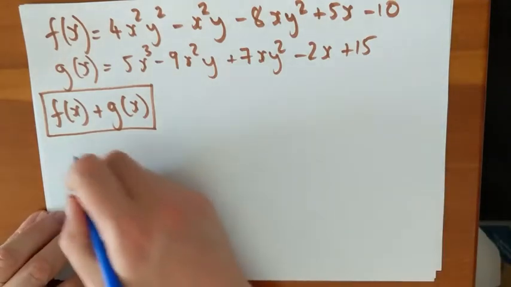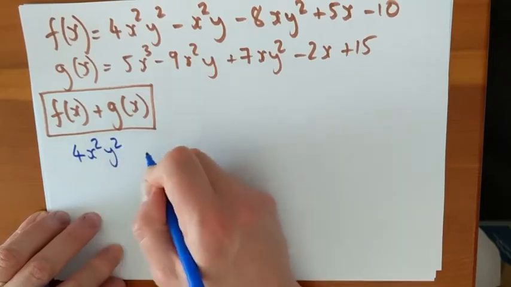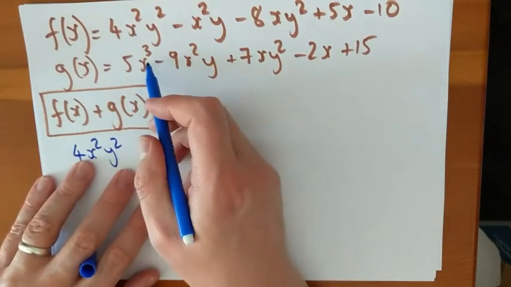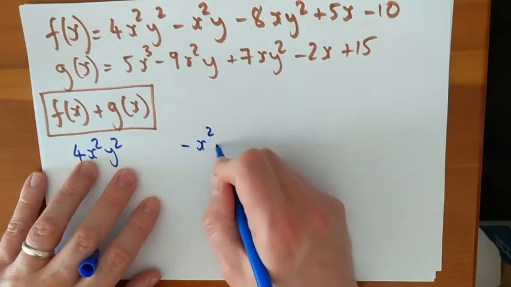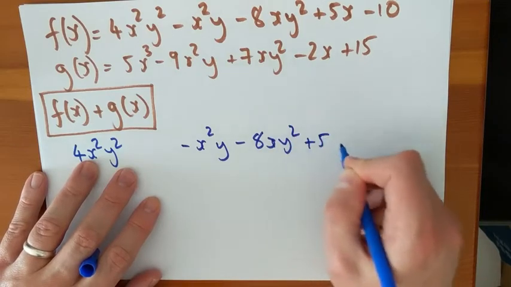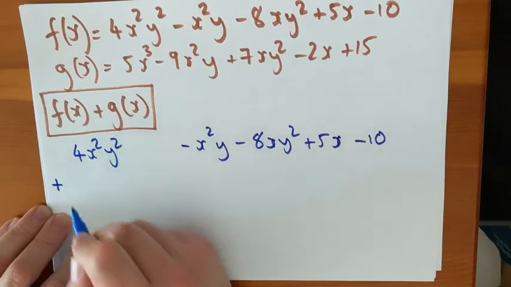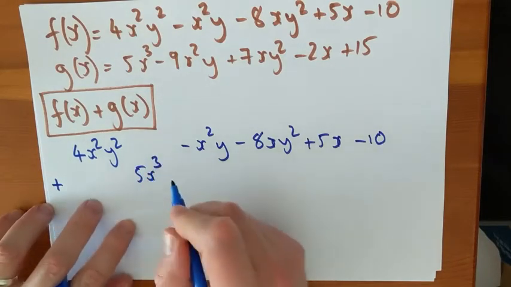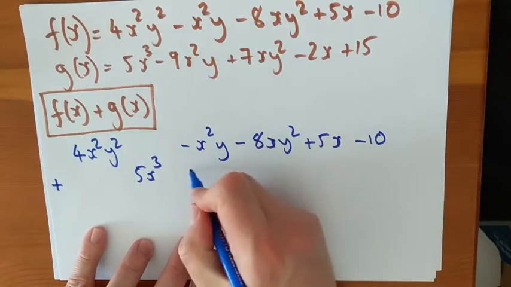The best way to actually combine polynomials when you're adding and subtracting is to line them up nice and neatly. So my f of x can be written out again with the highest power at the front. I'm going to leave a gap for that power of 3, and I've got minus x squared y minus 8xy squared plus 5x minus 10. For g of x, which I'm adding together with f of x, I'm going to put the 5x cubed. You can do this in different ways, but I'm trying to be organized in lining these up.